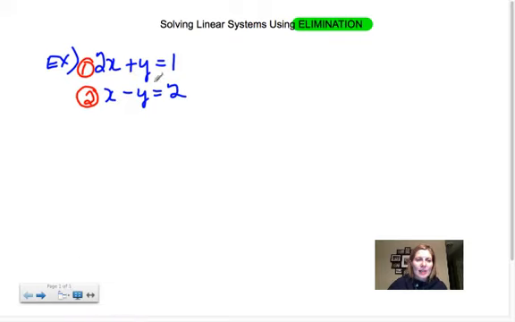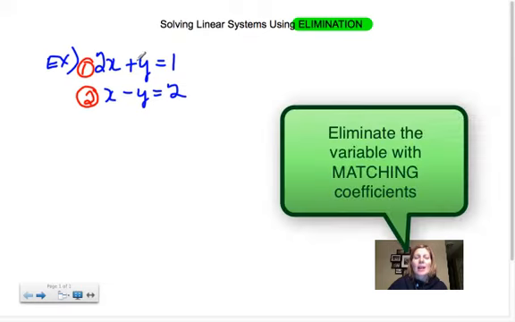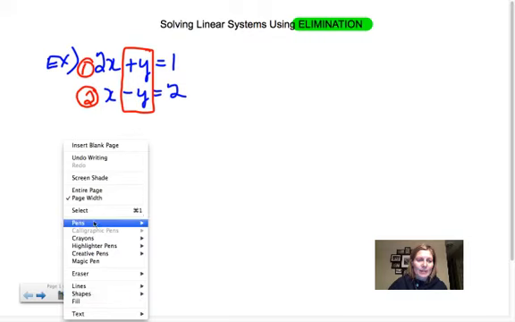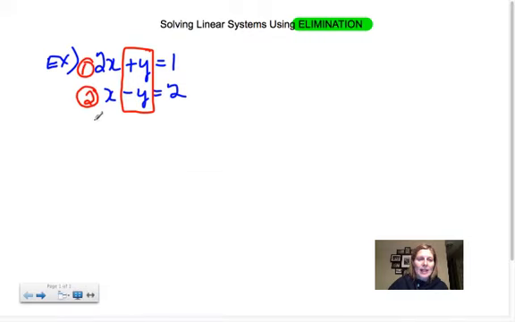Taking a look at these two equations, the easiest variables to get rid of are ones where the coefficients match. So if you look at the x's, the first x in equation 1 has a 2, and the x in equation 2 has a coefficient of 1. They don't match. Take a look at the y's. The coefficient in front of this y is a 1, and the coefficient in front of the second y is also a 1. So these are the variables I am going to eliminate for this particular system. Okay, so let's get started.